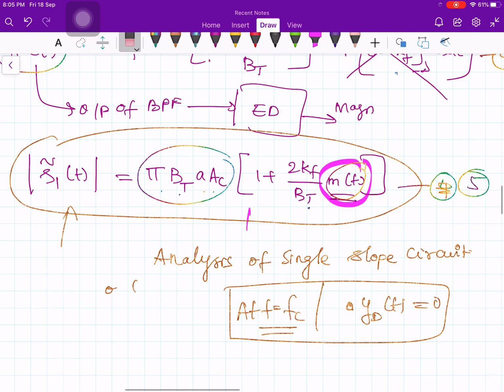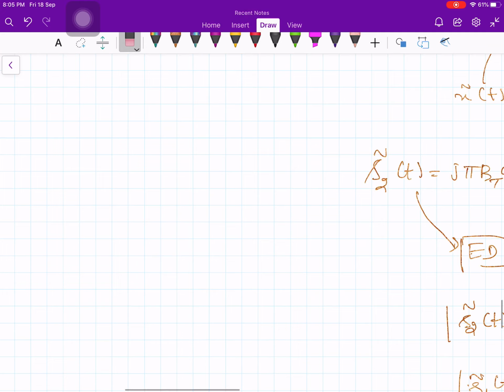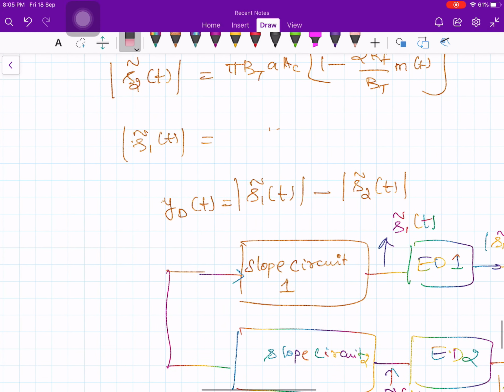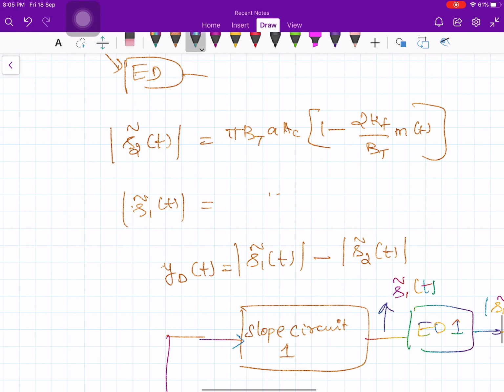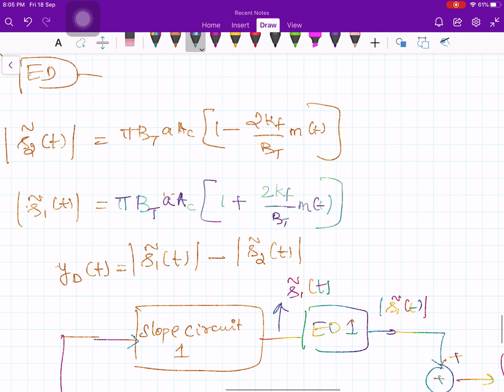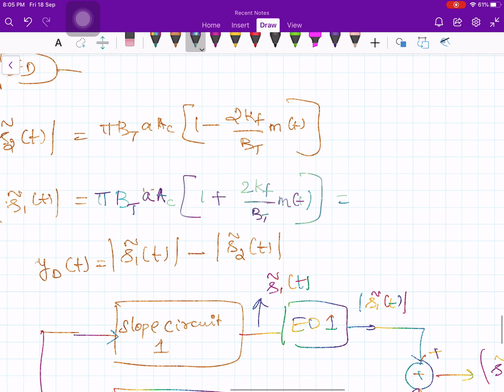Now let me write down this expression here. Pi times b suffix t times small a capital A suffix c. Now instead of minus I have plus 2kf divided by b suffix t times m of t. Now you subtract s2 tilde of t from s1 tilde of t, modulus. So what happens? When you do subtraction, the DC terms will get cancelled.